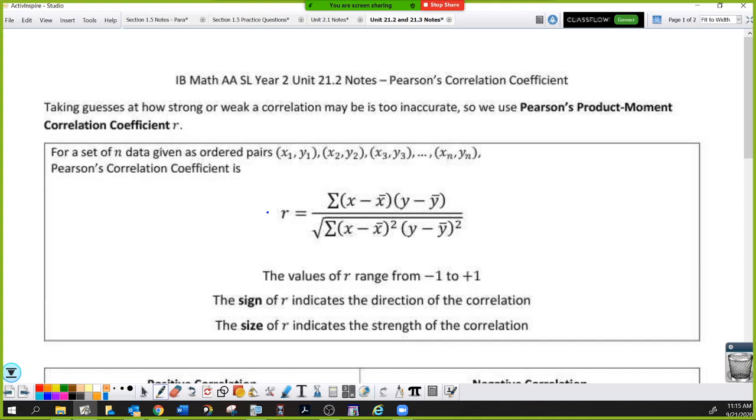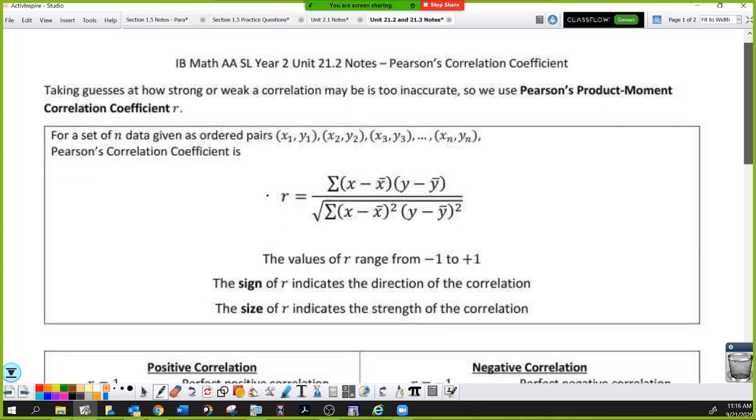Now, if you're getting close to 0 on the positive end, you're getting close to no correlation, but it is still positive, so it's weak. The closer you can get to -1, the stronger that negative correlation is. Of course, if you're getting close to 0 on the negative side, you have a weak negative correlation.